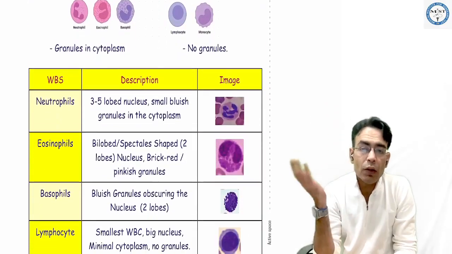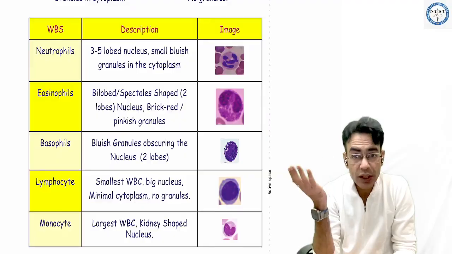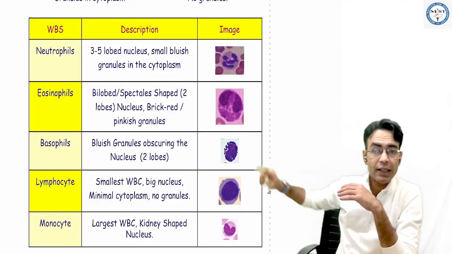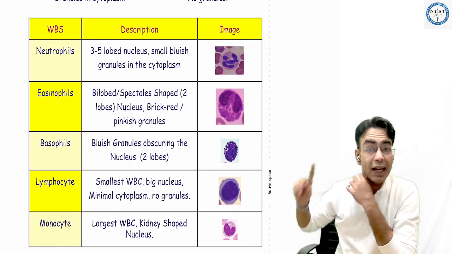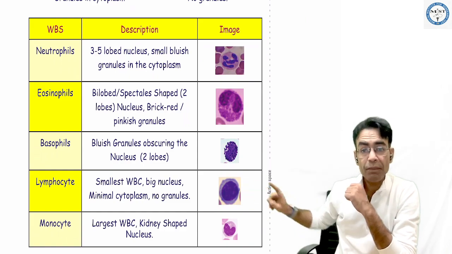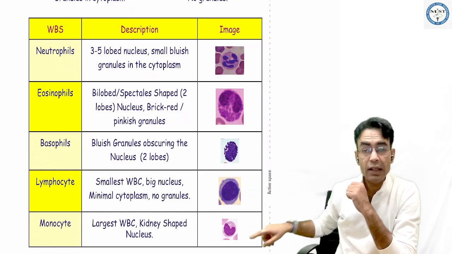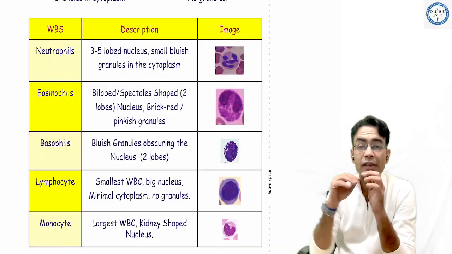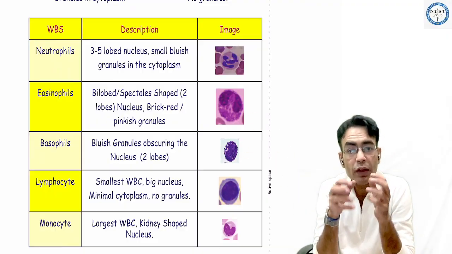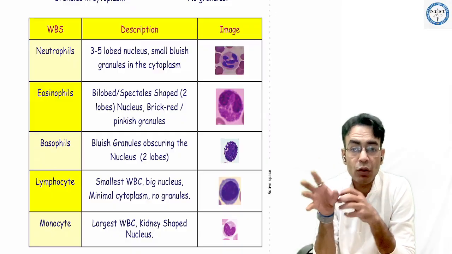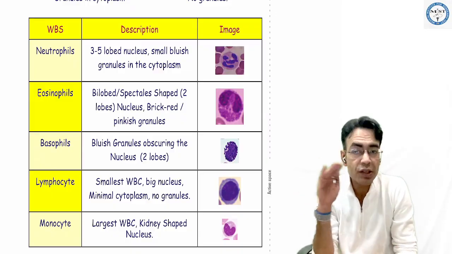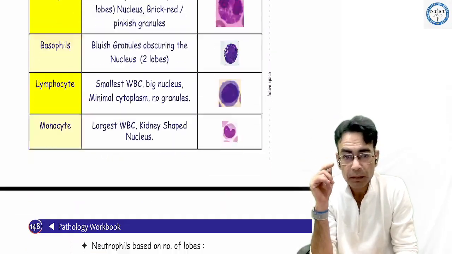Okay. Now, these leukocytes which we have, there are 5 types. As I said, 3 of them are granulocytes and 2 are agranulocytes. The largest WBC is the monocyte. The smallest WBC is the lymphocyte. Neutrophils have 3 to 5 nuclear lobes. Eosinophils and basophils are bilobed. In the eosinophil, you will have pink color granules, and in the basophil, you'll have blue color granules, which are obscuring the nucleus. So you don't see the nucleus, but it is bilobed.